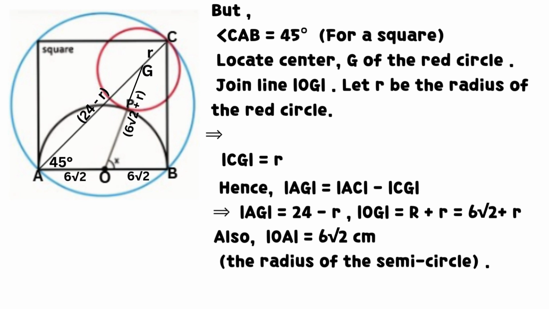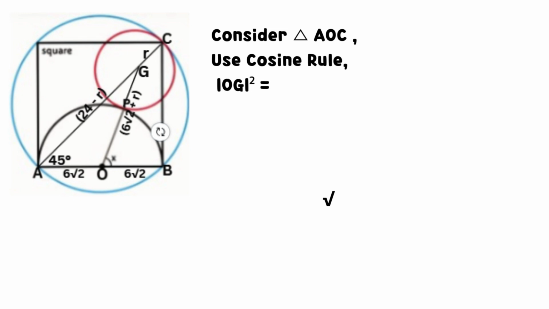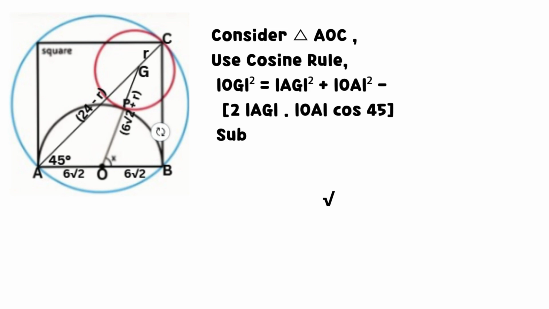Also, line OA equals 6 times the square root of 2 in centimeters. It is because line OA is the radius of the semicircle. Let us find the value of small r from triangle AOG formed using cosine rule. Consider triangle AOG. Use cosine rule. The square of line OG equals the sum of the square of line AG and the square of line OA, minus 2 times the product of line AG and line OA, multiplied by cosine 45 degrees.